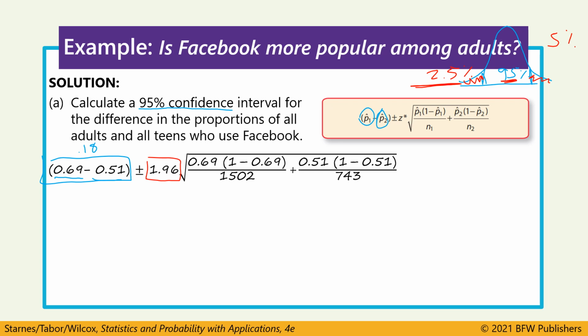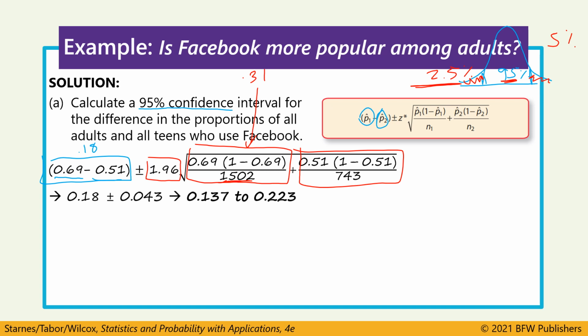Our standard error, this is for the adults. So we have 0.69, and then it's q hat, which would be 1 minus 0.69 or 0.31, over that sample size for adults, and then the same thing for the teens. Point estimate, adding and subtracting our margin of error is that whole string of calculations after that plus minus sign, and we get our interval from 0.137 to 0.223.